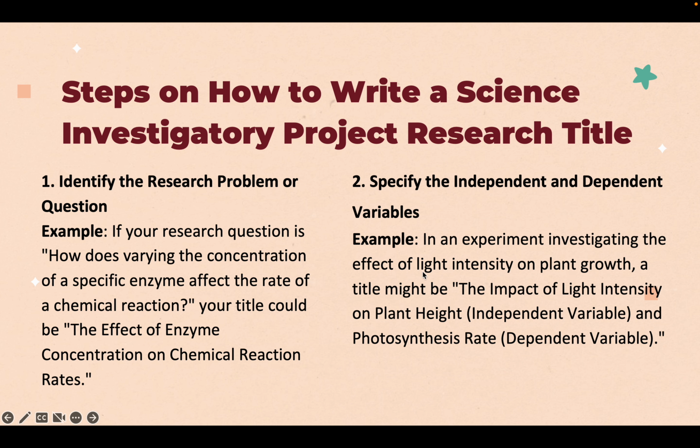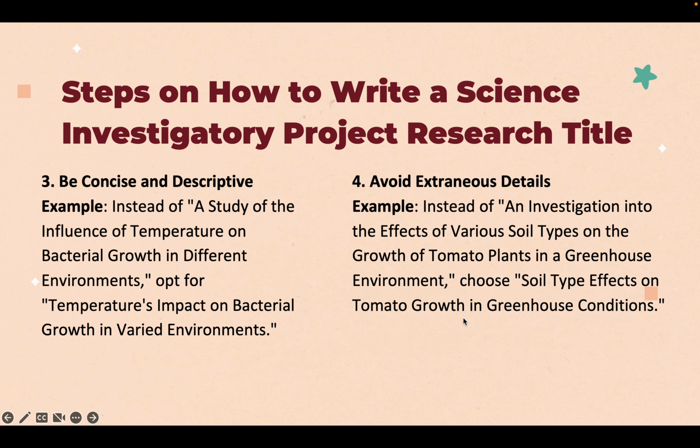So, diba, photosynthesis involves the process of using the light energy, the light intensity, for the plant to make its own food. So, when the light intensity is great, of course, the plant will make much food, and in effect, it will grow fast. Okay? So, that is the example of using the independent and dependent variable in making a research title. Next, be concise and descriptive. Concise.